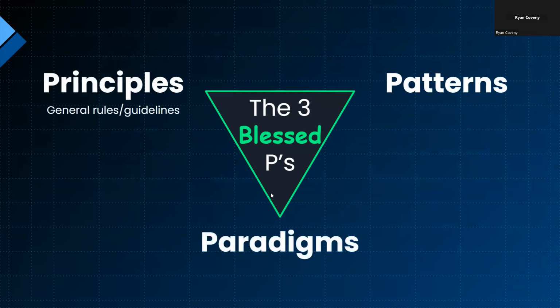So first, principles are basically some general rules and guidelines. If you've ever heard of things like don't repeat yourself, SOLID principles, those are examples, right? They're general rules that you can follow to basically make your code nicer. And yeah, DRY, SOLID, these are some very common ones.